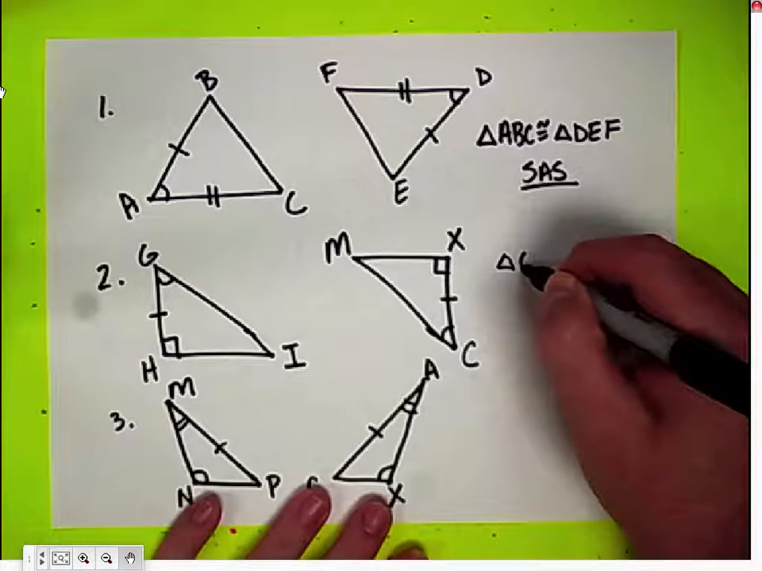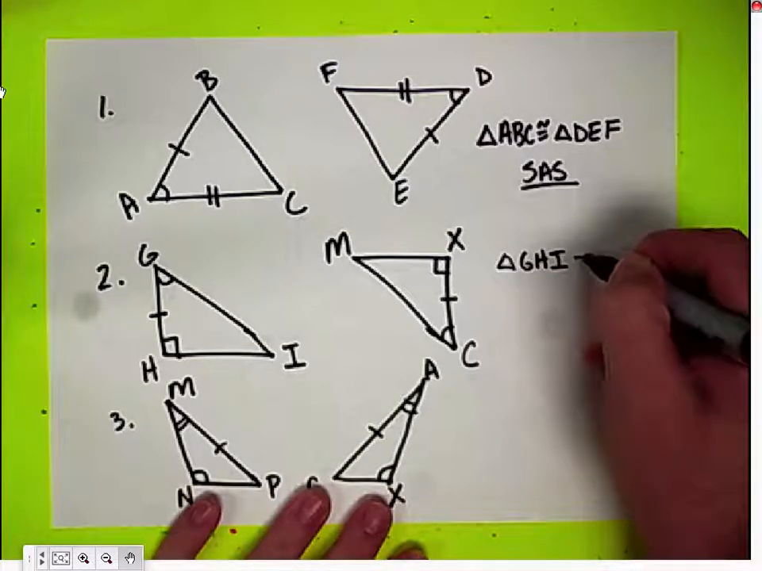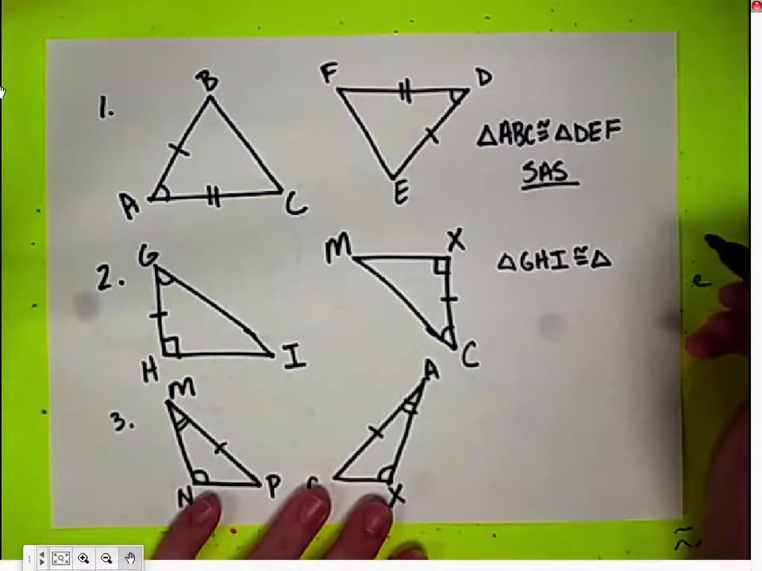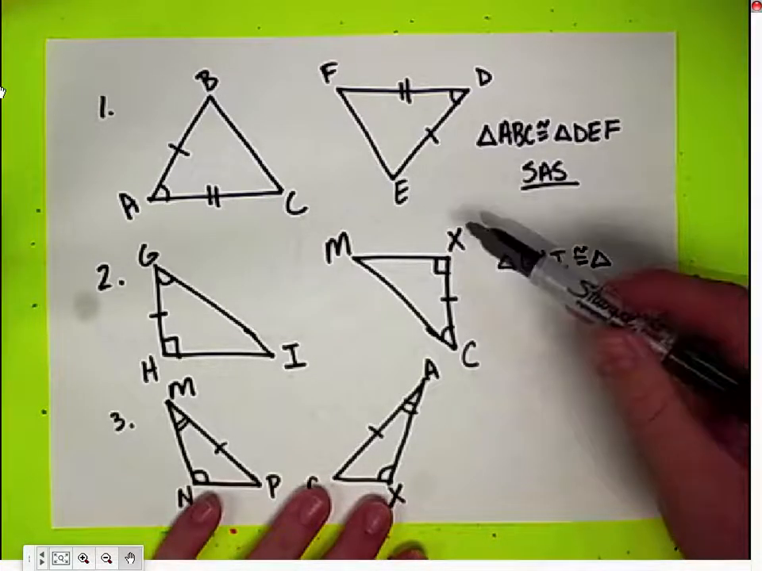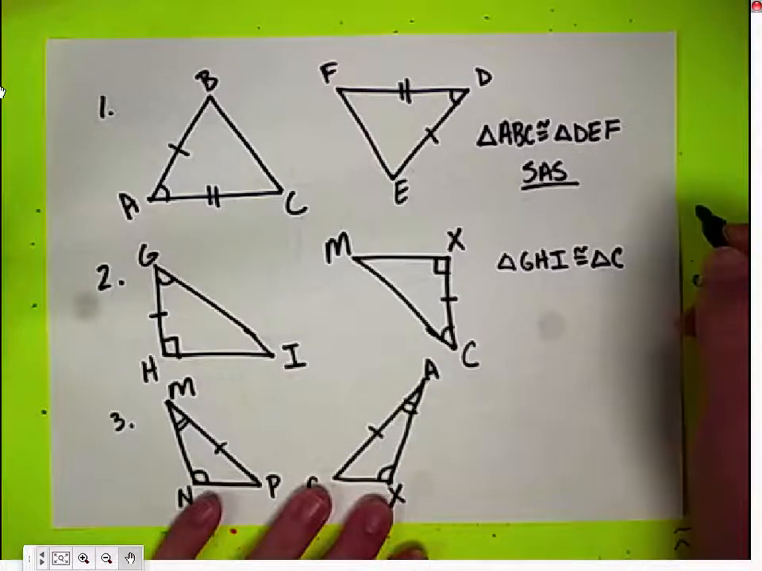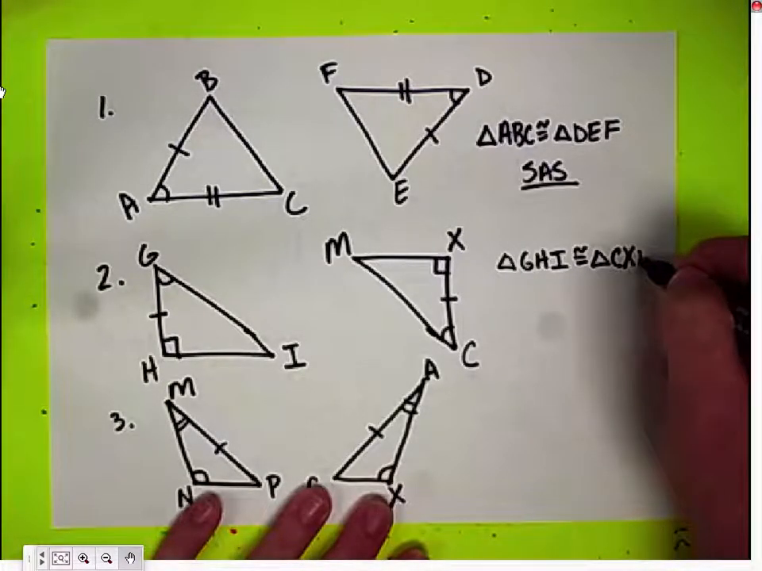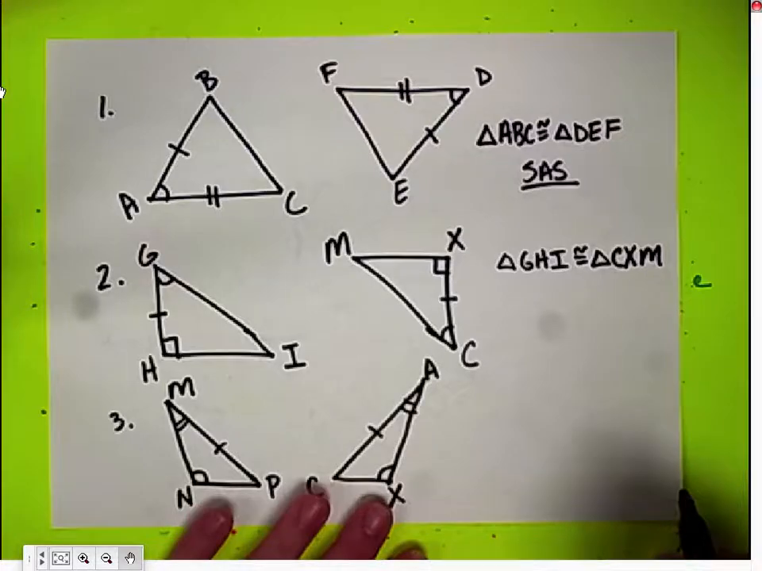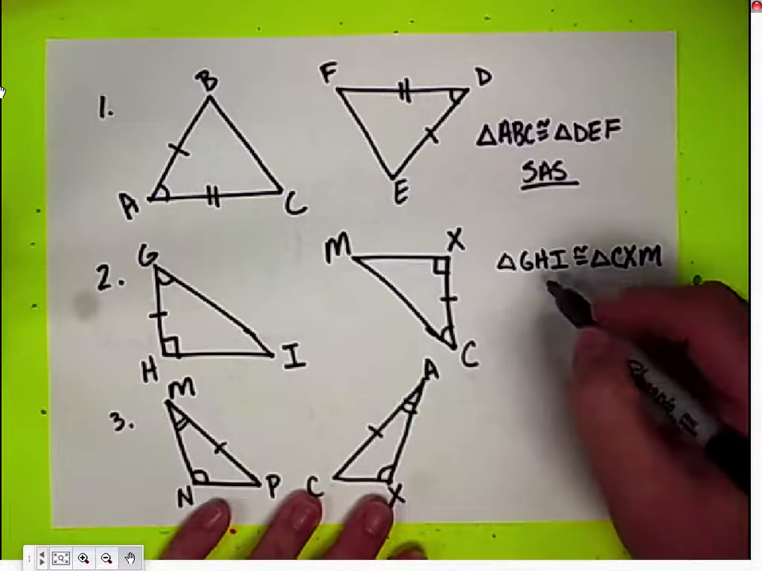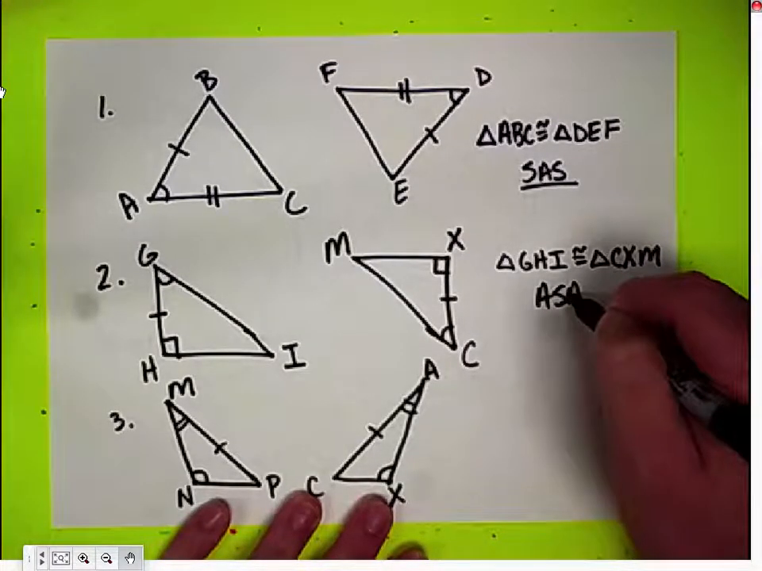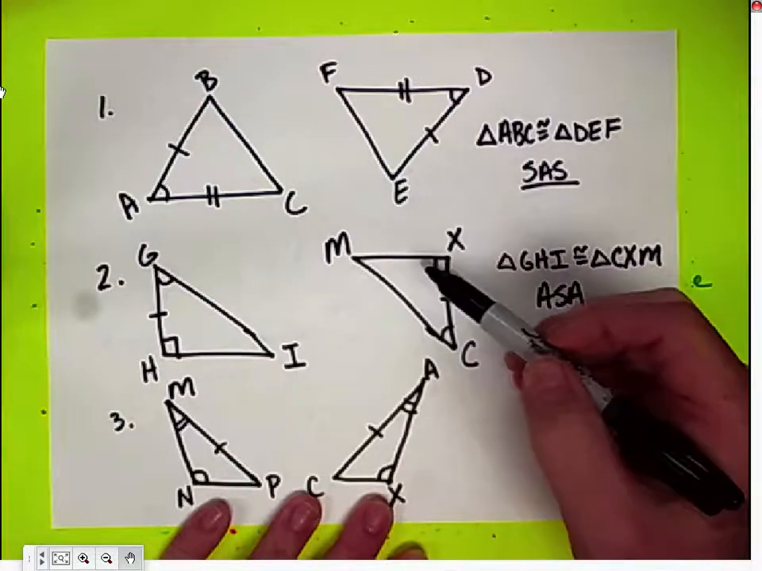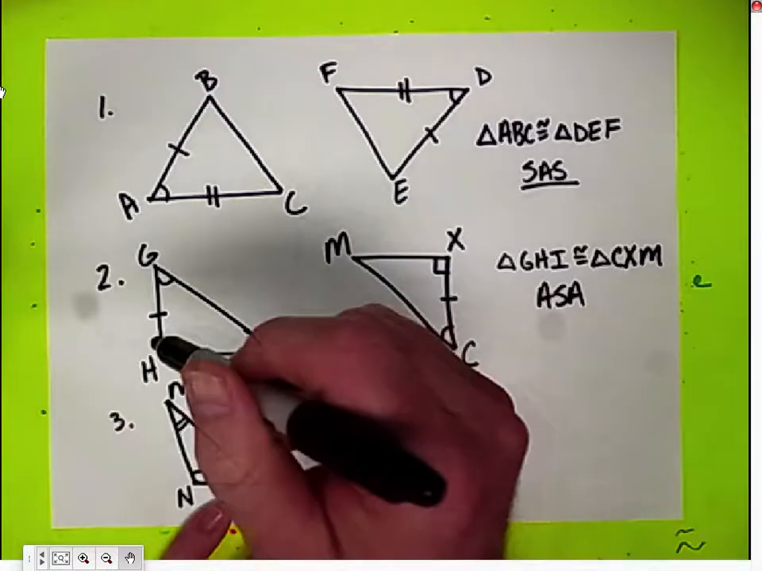Triangle GHI is congruent to triangle what? What corresponds to G on this triangle? C. What corresponds to H? X. And what corresponds to I? M. What theorem or postulate? Angle side angle, because it's two angles of this triangle to two angles of this triangle and the included side.